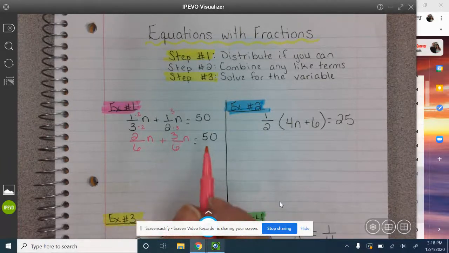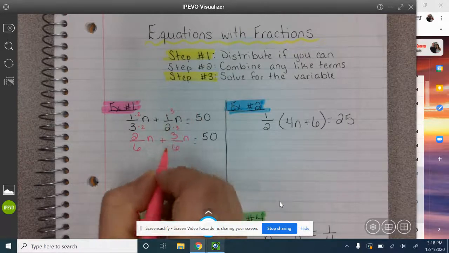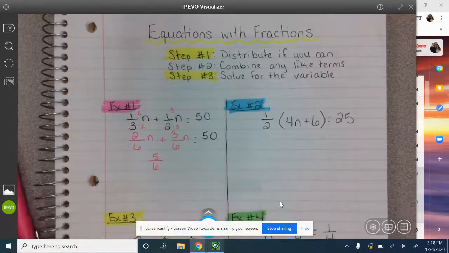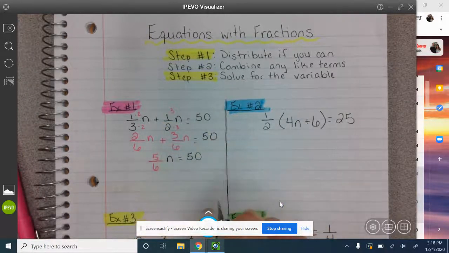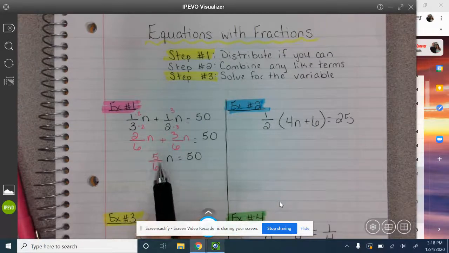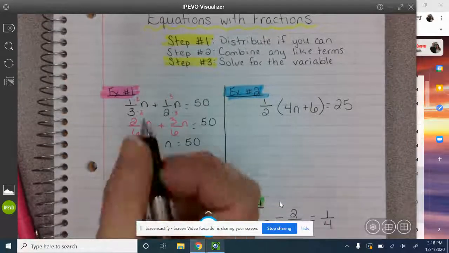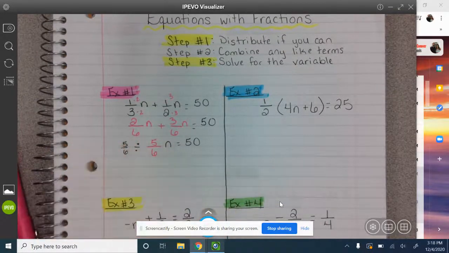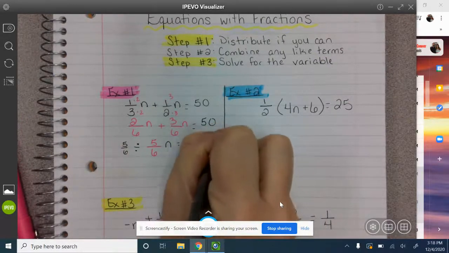So now I can add these up. 2/6 n plus 3/6 n will give me 5/6 n equals 50. Now, here's the tricky part. How do you figure out how to undo this? How do you undo 5/6 times n? Well, how do you undo multiplying? You divide. So I'm going to write out here divided by 5/6. And on this side, I'm going to divide by 5/6.